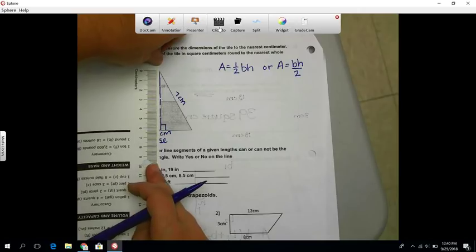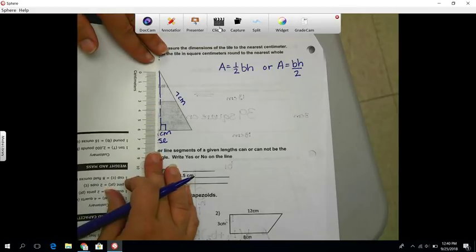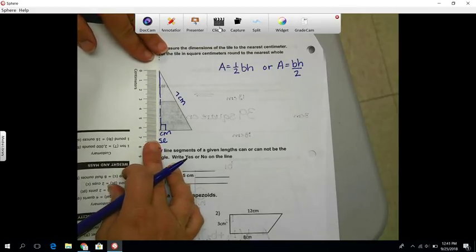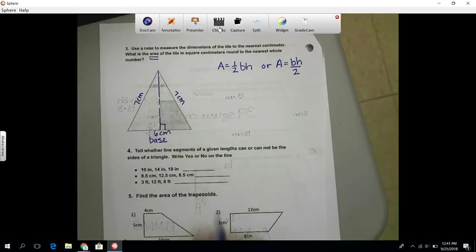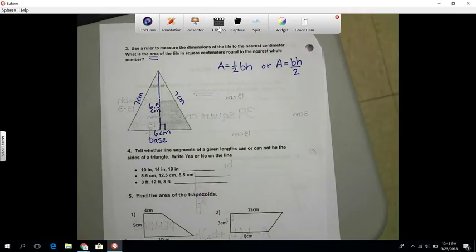Remember, we're going to the nearest centimeter, and when we go to the nearest centimeter, we're actually going to go to 6.5 because this is our half. It's closer to 6.5. So my height on this one is going to be 6.5 centimeters. Now we're ready to plug in to our formula.